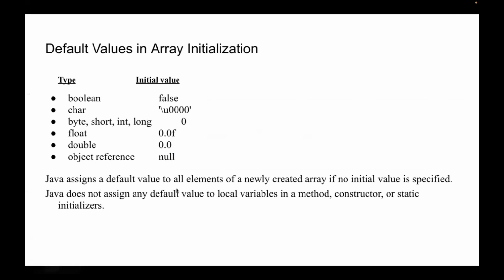Java assigns a default value to all elements of a newly created array if no initial value is specified. Got it? Java does not assign any default value to local variables in a method, constructor, or static initializers. We'll see this point later when we study more about methods or constructors. I'll teach you how we create methods in Java, how we create constructors or static initializers. So we'll go ahead and see this.